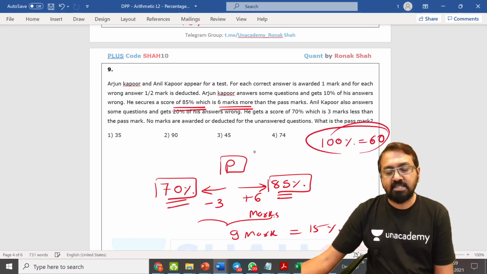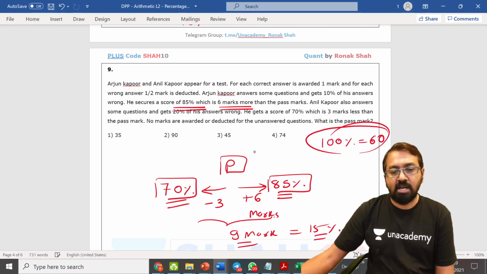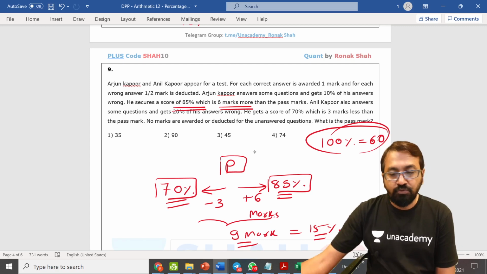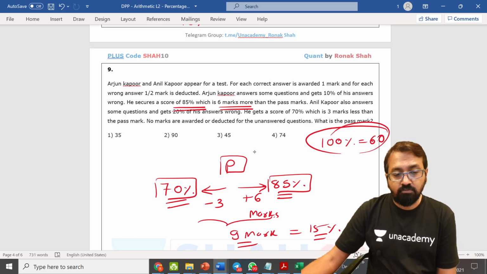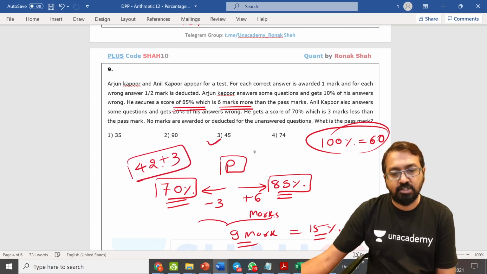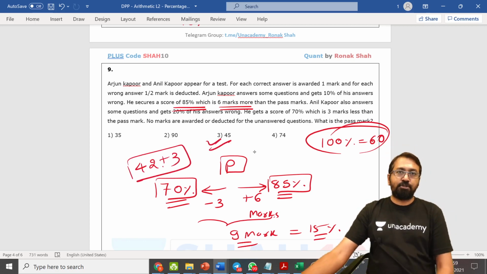Only then will 15% come out to be 9 marks, right? 15% of 60 should be 9, right? So we know that total marks were 60 in this case. So what should be the marks? 70% marks will be 42, which was 3 less than the pass mark. So pass mark should be 3 more than 42, that is 45, and the answer is option 3.